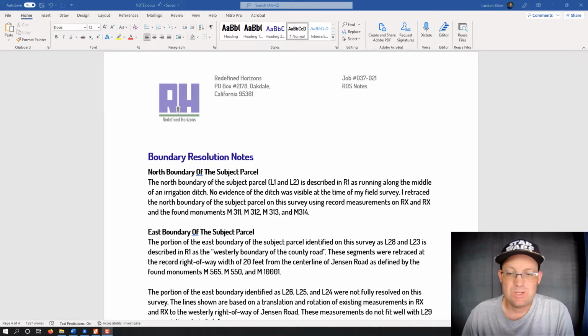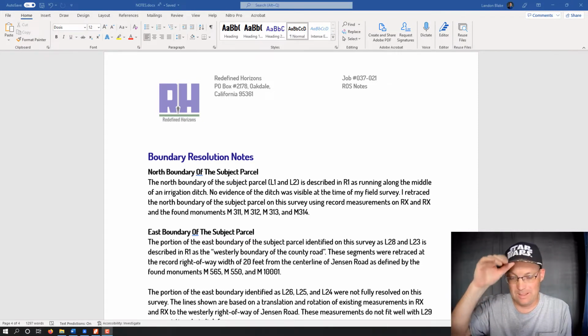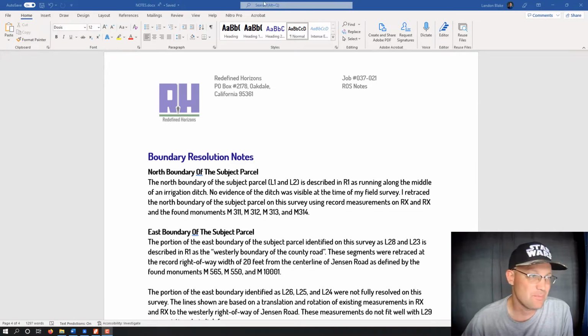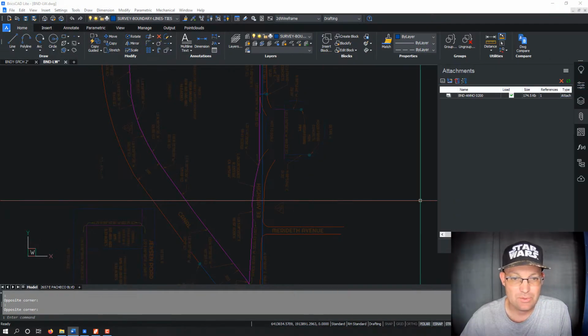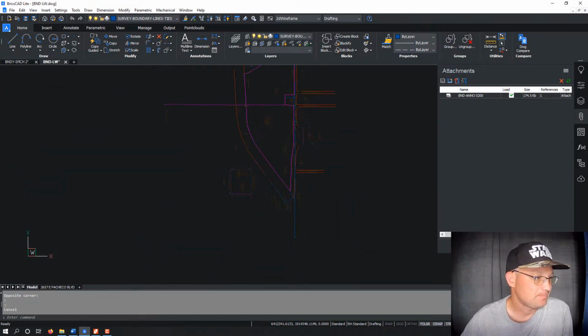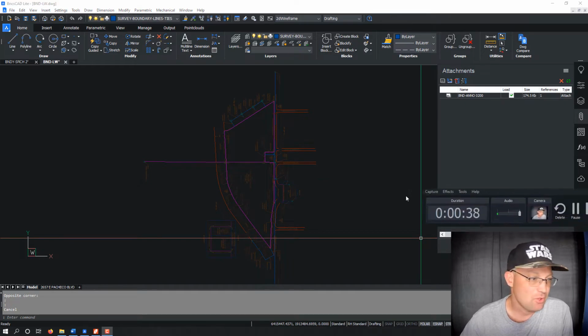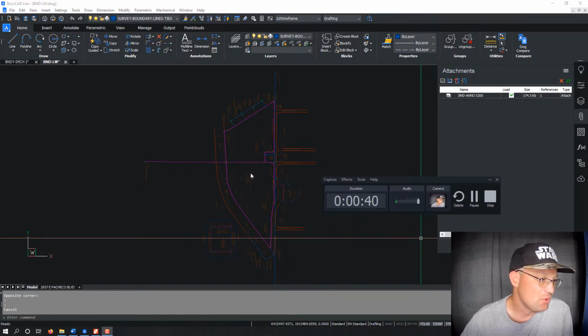I think this is the last video I'm going to do showing you an example of how to do the first four types of notes that we put on boundary survey maps at RH. In the last video, I think we did an adjoiner note. In this video, we're going to do an example of a boundary resolution note. All of these examples have been from the same survey, the one we did down in Gustine, these two parcels, and we're going to go through the boundary resolution note in this video.